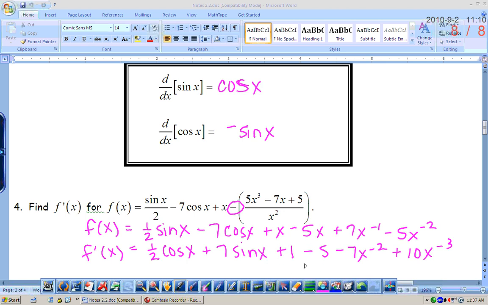Now, ideally, since you've got 1 minus 5, it'd be nice to change that to a negative 4. However, it's not completely necessary, so take your pick. I'm lazy right now, and I don't want to rewrite that whole thing just for 1 minus 5.